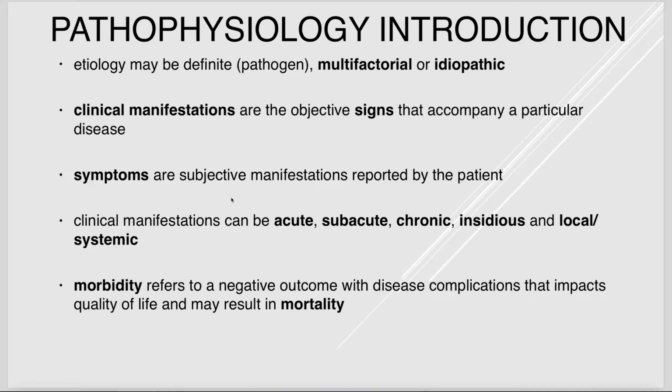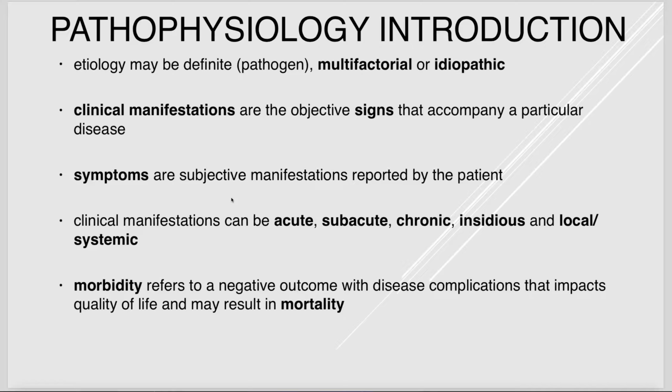Now, etiology can be definite, meaning the exact cause is known, which is often the case for certain infectious diseases and also certain genetic diseases. But it might also be multifactorial or idiopathic, meaning there are many factors that come together or the cause is just unknown. And that's going to be the majority of diseases that you'll deal with.